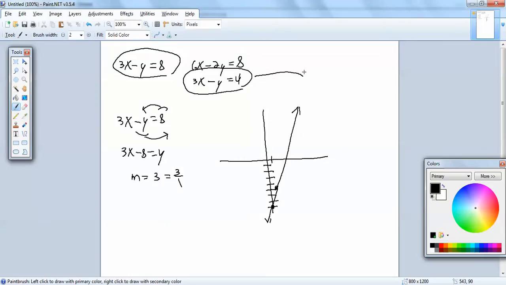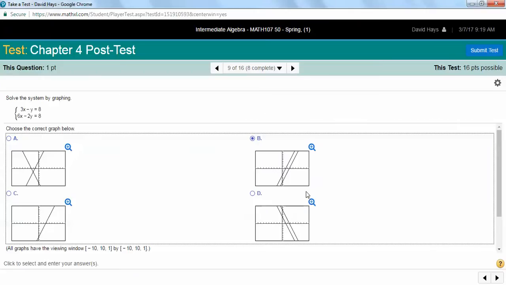If I did the same thing on this one, not that you need to, if I solve for y, I take the 4 over, take negative y over. Then our y-intercept is negative 4. Our slope is still 3, or 3 over 1 if I put it in fraction form. So that's up 3, right 1. Boy, my graph is horrible. But it looked like that, which would be B.